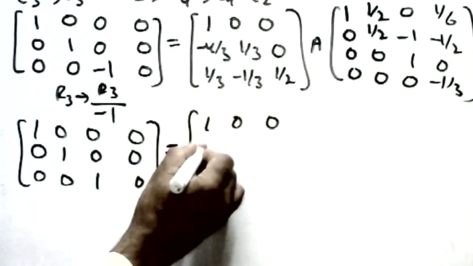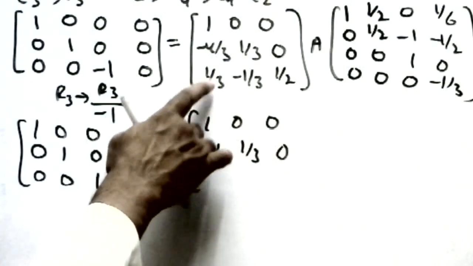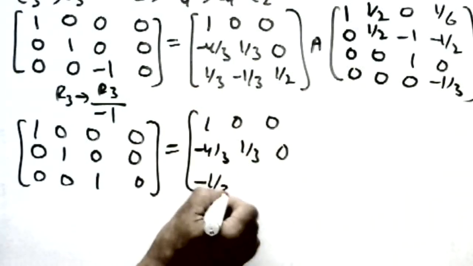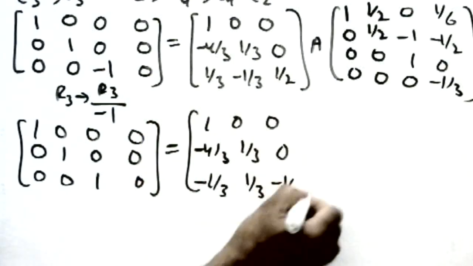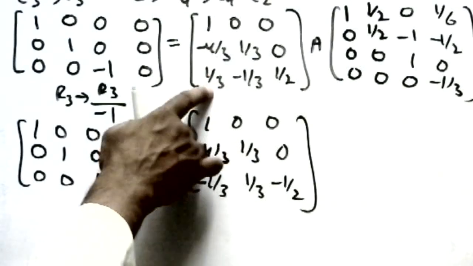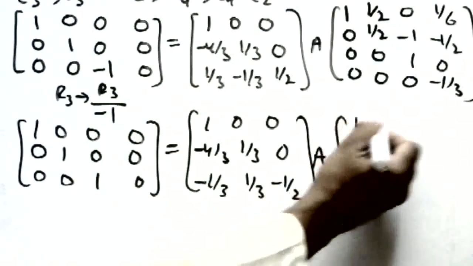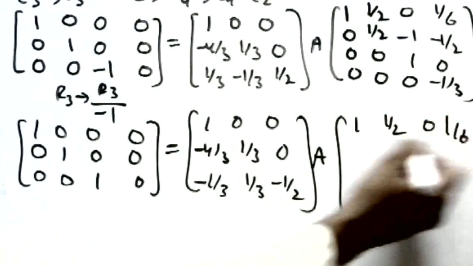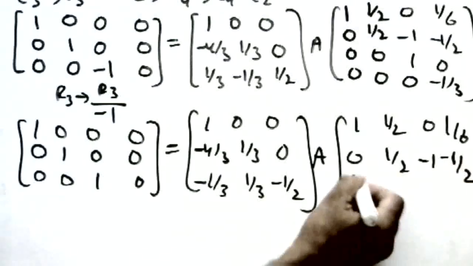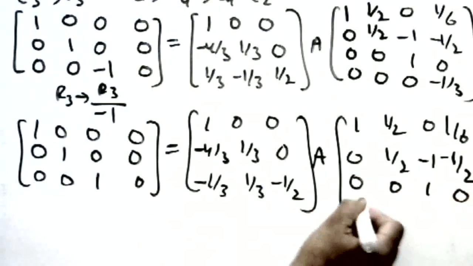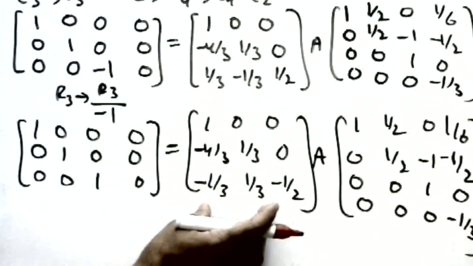So you write here, we are changing the third row. So write both these rows as it is. Now we are dividing by minus 1, that is we are multiplying by minus 1, so it will become minus 1 by 3. Minus of minus will become plus 1 by 3. Minus 1 by 2. We are dividing this by minus 1. So minus 1 by 3, minus minus gets cancelled, 1 by 3. Now you write this as it is: 1, 1 by 2, 0, 1 by 6. 0, 1 by 2, minus 1, minus 1 by 2. 0 0 1 0. 0 0 0 minus 1 by 3.